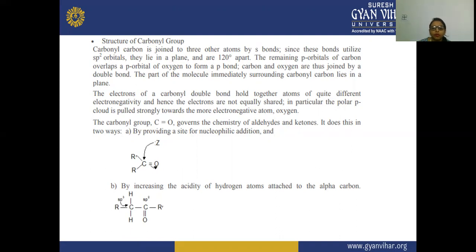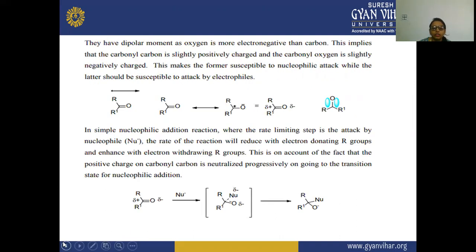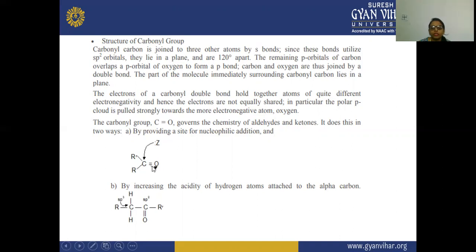You can see here one is your carbon-oxygen, and the other two are this alkyl group, or you can say one is hydrogen and the other is your alkyl group.